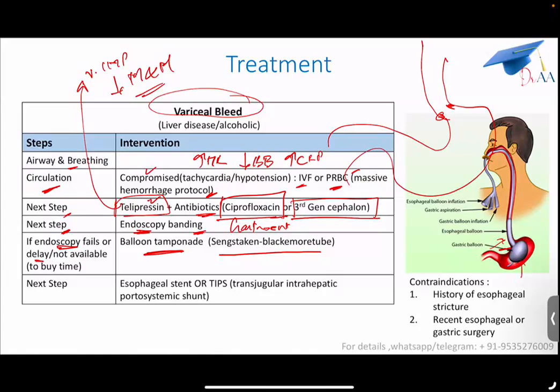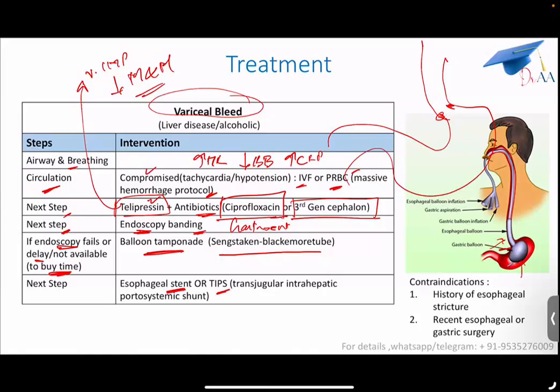Inflation of these balloons will cause compression of the varices and it might stop the bleeding. It will just help you to buy time. Till then you can plan the next step. Next step will usually be a stent or TIPS, that is transjugular intrahepatic portosystemic shunt placement. So how will the question come?